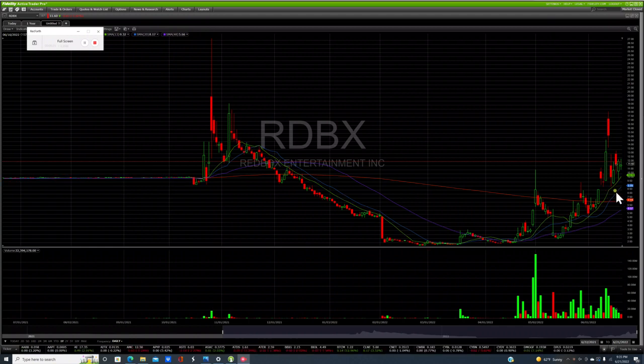The blue is the 20. The purple is the 48 SMA, which is, guys, if you trade with a 50-200 moving average, purple line here, the 48 is pretty darn close to the 50 SMA. It's just how I trade. And the red right here is the 200 SMA.